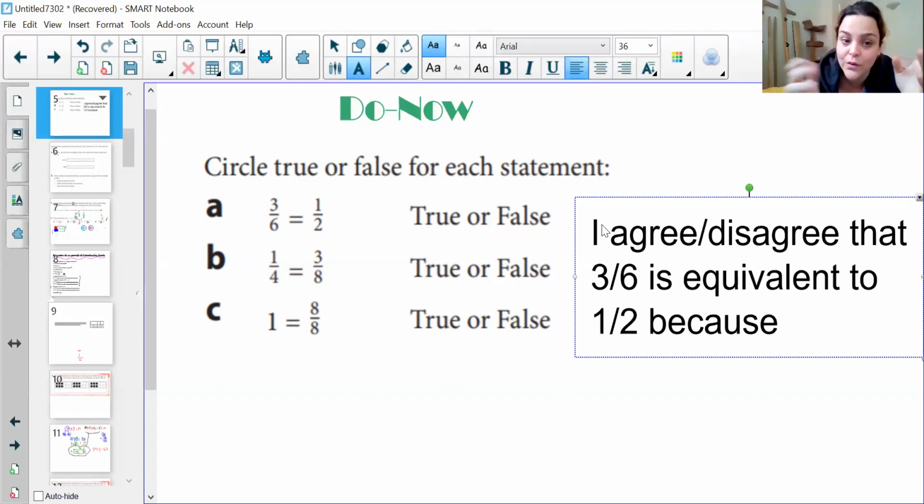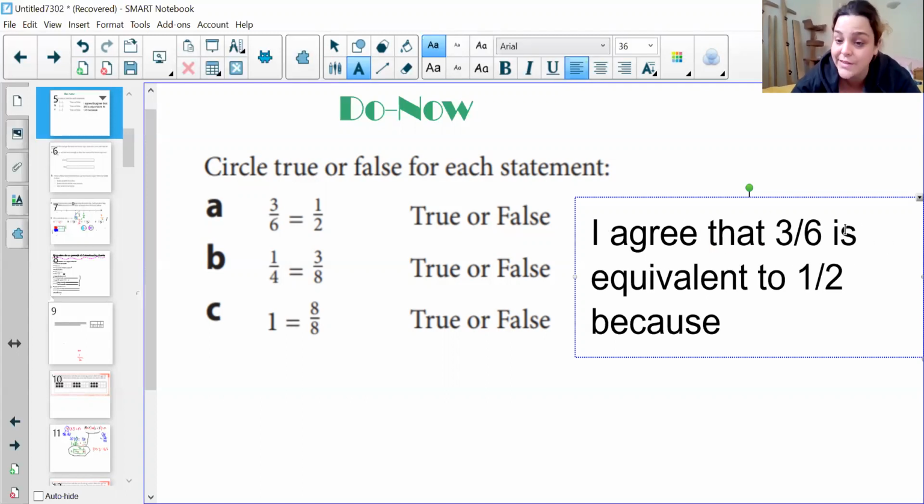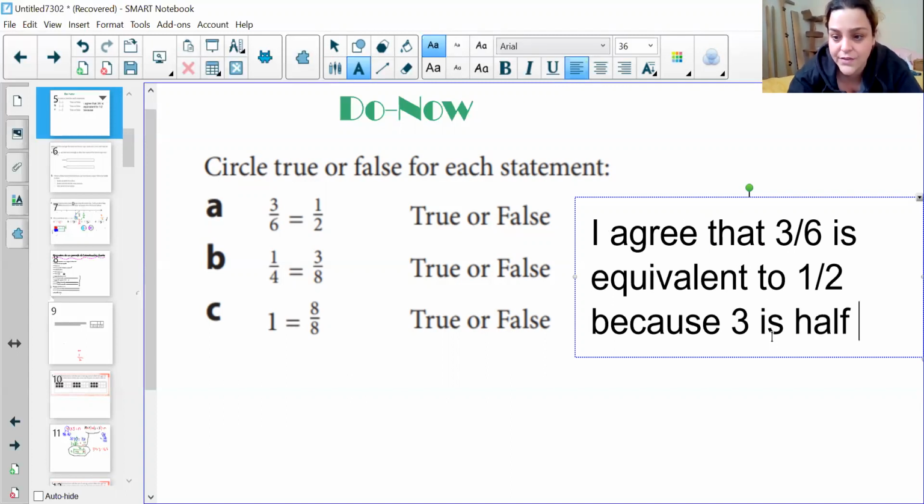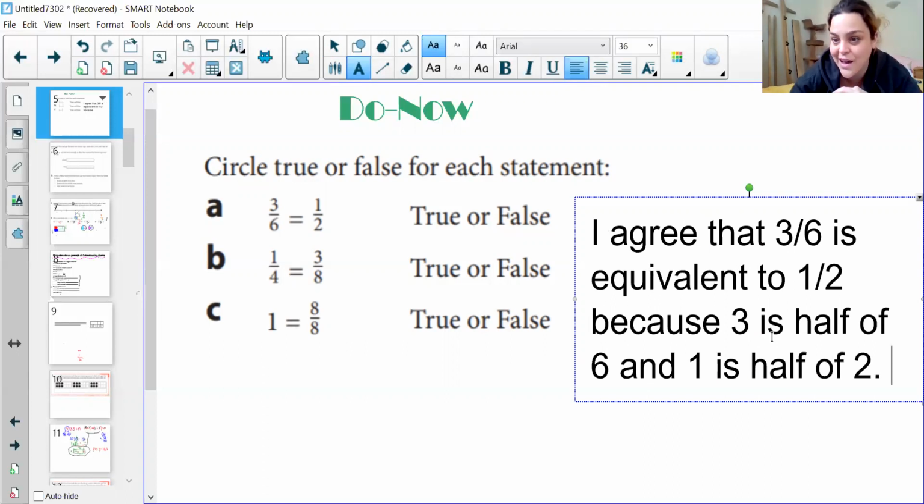Okay, so you might have said, I agree that 3/6 is equivalent to 1/2 because 3 is half of 6 and 1 is half of 2. If we had 2 pizzas and Miss Maldonado cut her pizza in halves and then Miss Alonso cut hers in 6, and she had 3 parts out of the 6 total pieces, and I had 1 part out of my whole, it would mean that we ate the same amount of pizza. So 3/6 is equivalent to 1/2.